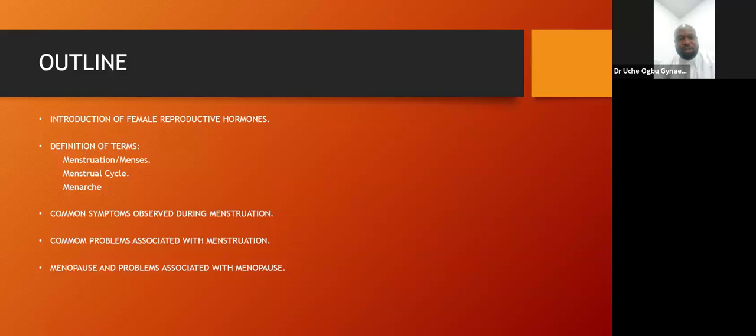So by way of the outline we're going to use, we're going to introduce female reproductive hormones. We're going to define certain terms such as menstruation, menstrual cycle, menarche. We're going to talk about common symptoms during menstruation, problems associated with menstruation, and we're going to talk about menopause and problems associated with menopause. Next slide, please.